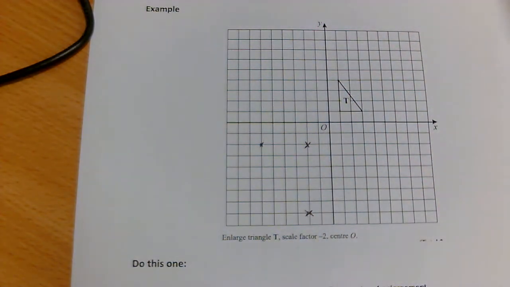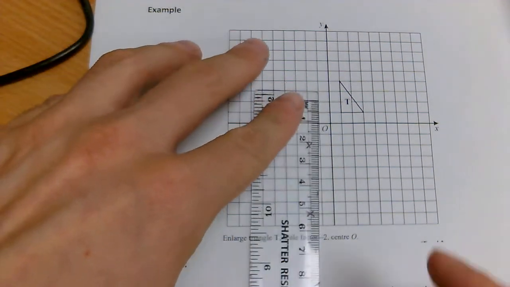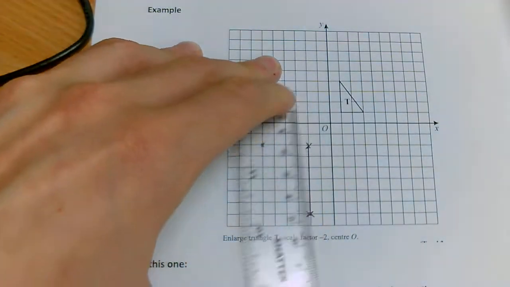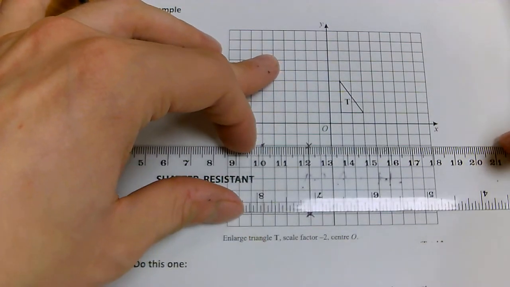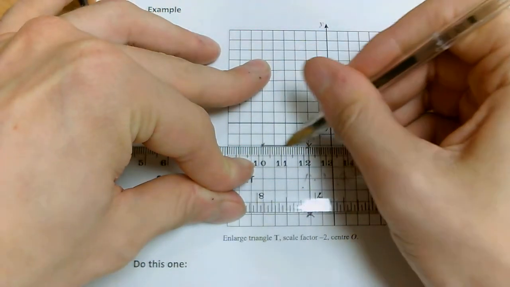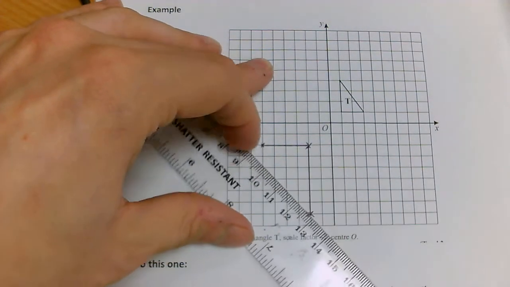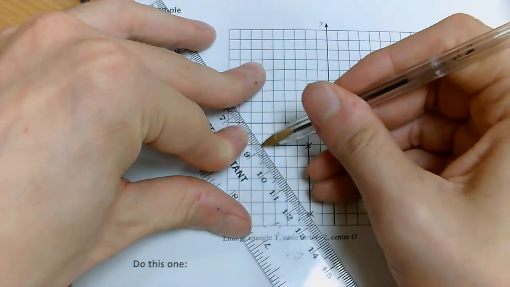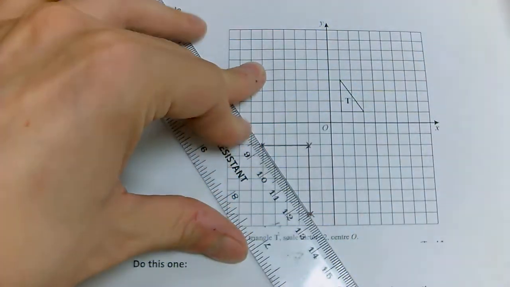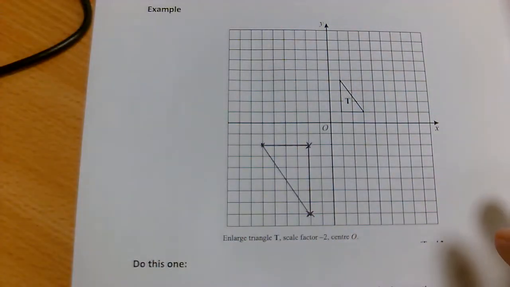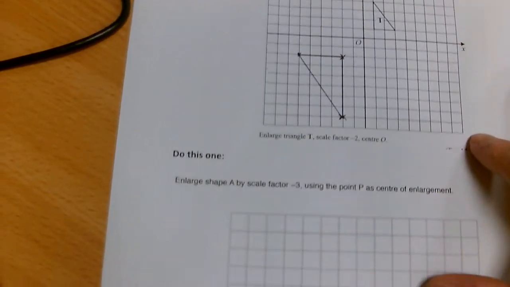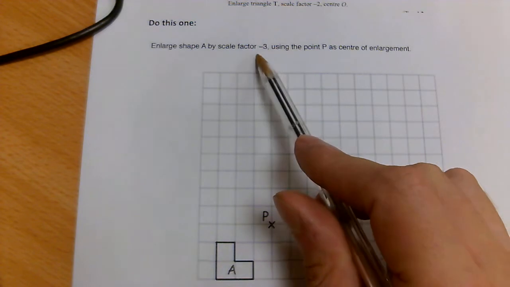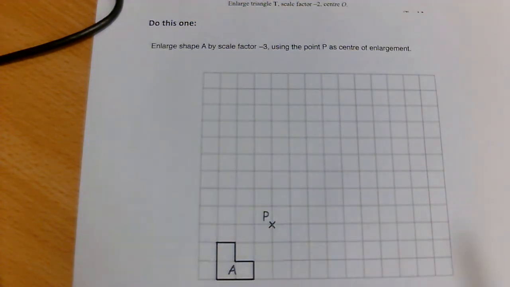So you'll see the triangle is indeed twice the size of the original one. So that 2 is still making it twice the size, but it has also been flipped over because the negative means the enlargement is happening in the opposite direction. And we get that. So I want you to try a similar question on here, enlarging this shape by scale factor negative 3 from the point P.